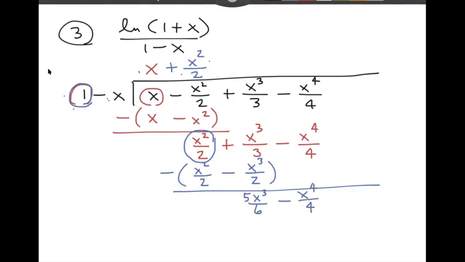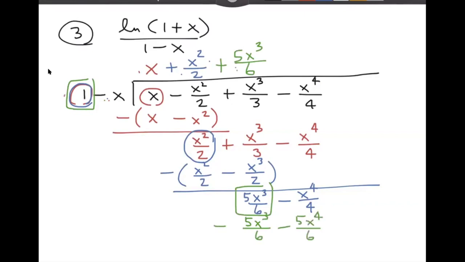Okay, I am definitely worried. Well, maybe not. Not going to give up just yet about running out of room. Okay, step 3. How many times does 1 go into 5x cubed over 6? The answer is 5x cubed over 6. 5x cubed over 6 times 1 is 5x cubed over 6. 5x cubed over 6 times minus x is minus 5x to the fourth over 6. Subtract the whole thing.